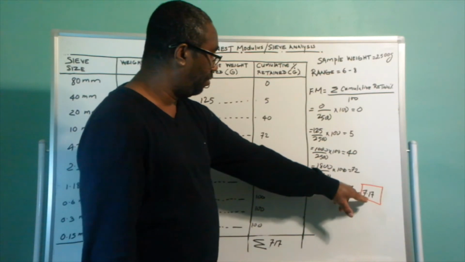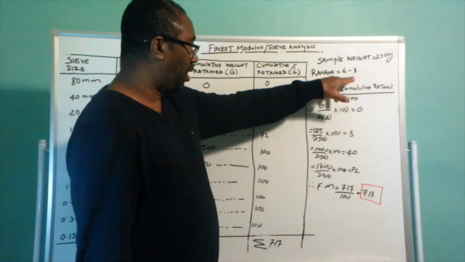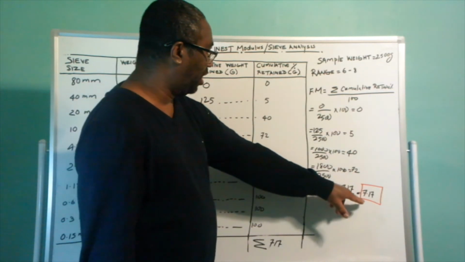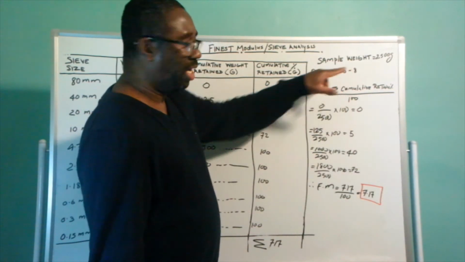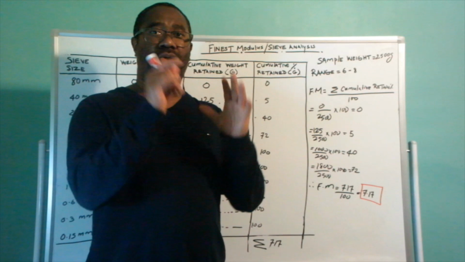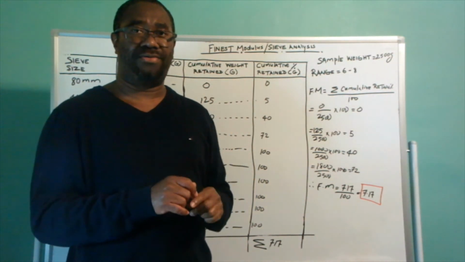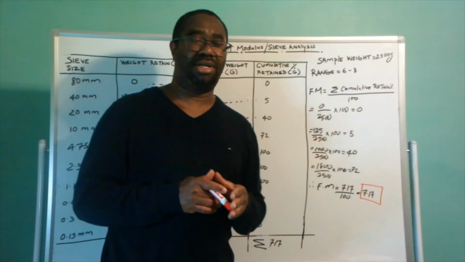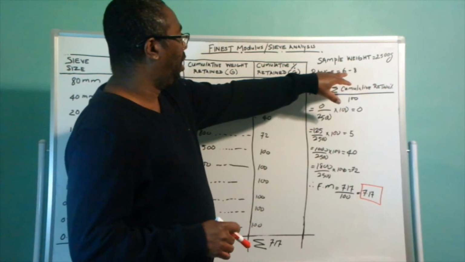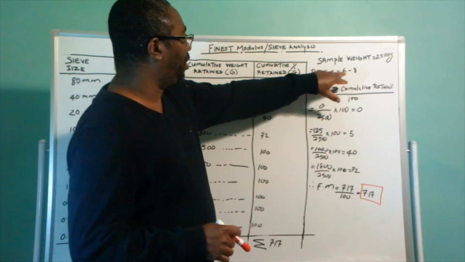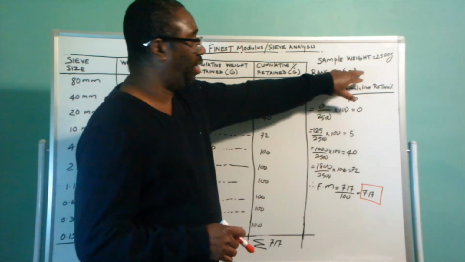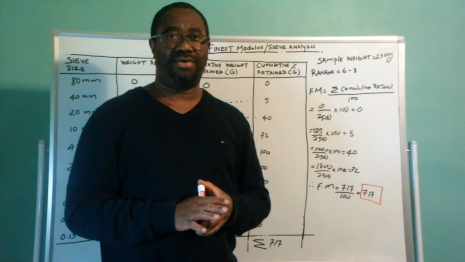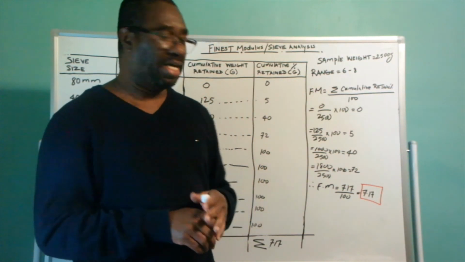So this is 7.17, so that proves that this calculation for the fineness modulus is within range, and therefore your coarse aggregate is suitable for your concrete mix. So should you calculate your fineness modulus and you're getting anything outside of this, if you're getting below 6 or above 8, that means your coarse aggregate is not suitable for your concrete mix design.